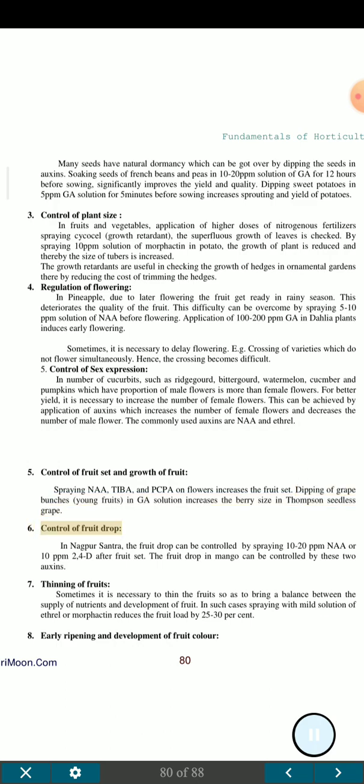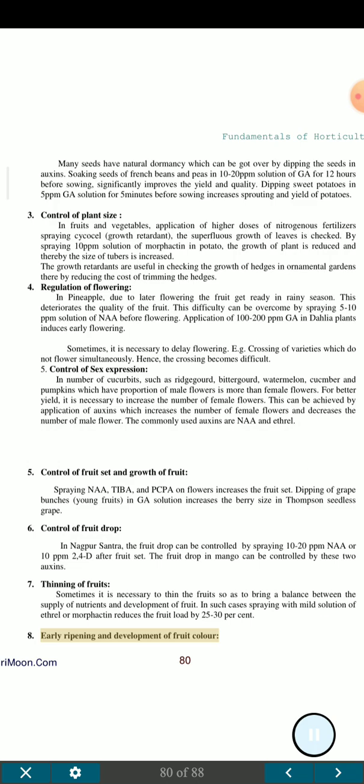6. Control of fruit drop. In Nagpur Santara, the fruit drop can be controlled by spraying 10 to 20 ppm NAA or 10 ppm 2,4-D after fruit set. The fruit drop in mango can be controlled by these two auxins. 7. Thinning of fruits. Sometimes it is necessary to thin the fruit so as to bring a balance between the supply of nutrients and development of fruit. In such cases, spraying with mild solution of ethrel or morphactin reduces the fruit load by 25 to 30%.